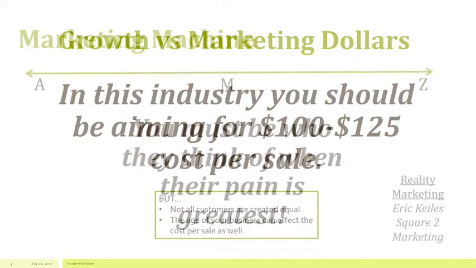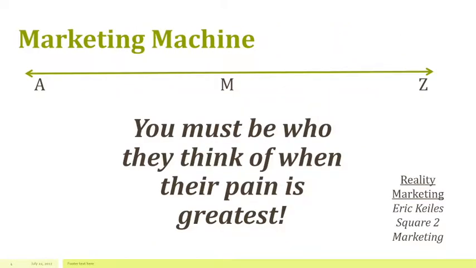$125. So this concept of the marketing machine came from a book, Reality Marketing. The author is Eric Kalis. He also has a marketing company, Square 2 Marketing. Really great marketing guru. Love his voice. Love hearing him speak. And he talks about a marketing machine.